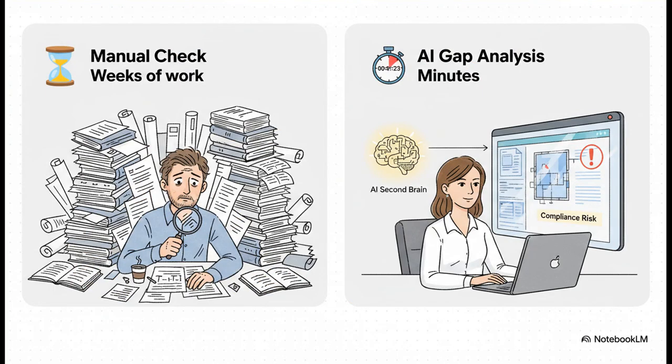This slide really puts it into perspective. On the left, that's the old way, a manual compliance check. It takes weeks of painful manual work, trying to cross-reference hundreds of pages of dense policy docs against technical diagrams. It's boring, and it's so easy to miss something. But on the right, that's the AI-powered approach. You can do a comprehensive gap analysis in minutes with a single question. It's not just faster, it's more accurate, it's consistent, and it's way more thorough.